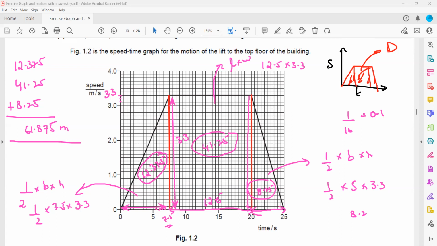Usually in the answer key or the marking scheme, the rounded off answers are given. So if the answer is 61.875, you might see 62 in a marking scheme. But it is fine if you write your answer in three significant figures, like 61.9, or 61.87. That's fine.